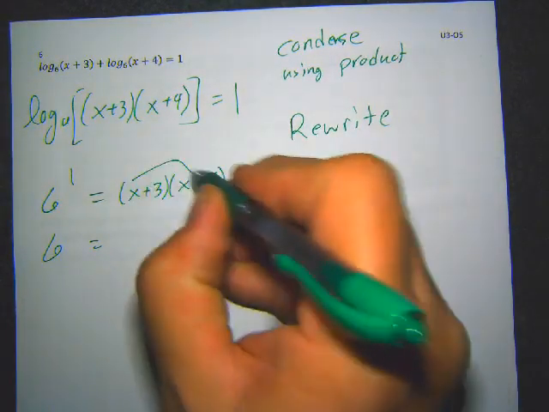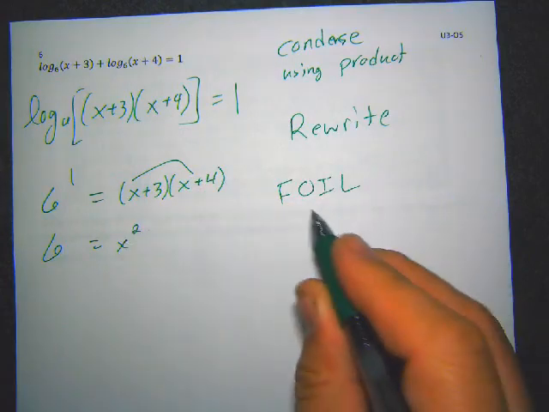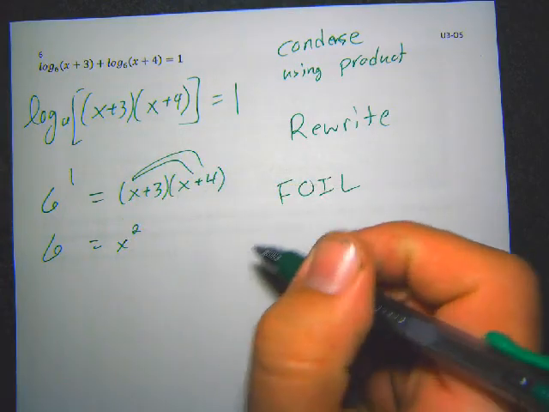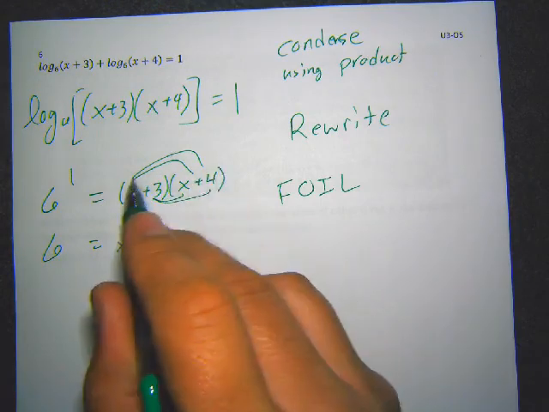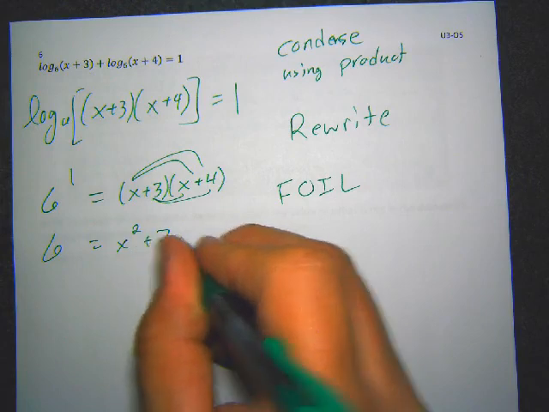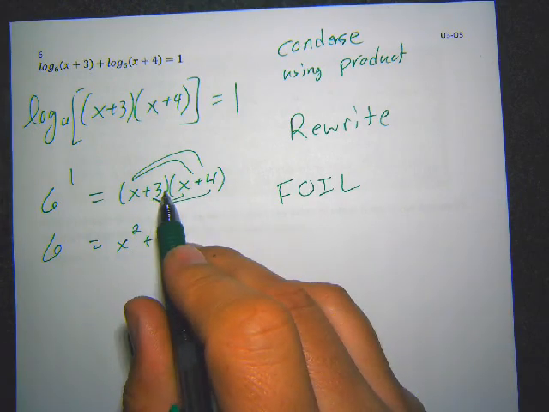Remember, FOIL, you do the first. X times x is x squared. Outer, x times 4 is 4x. Inner, 3 times x is 3x. So I take 4x plus 3x, I get 7x. I'm just combining them now instead of doing it later.